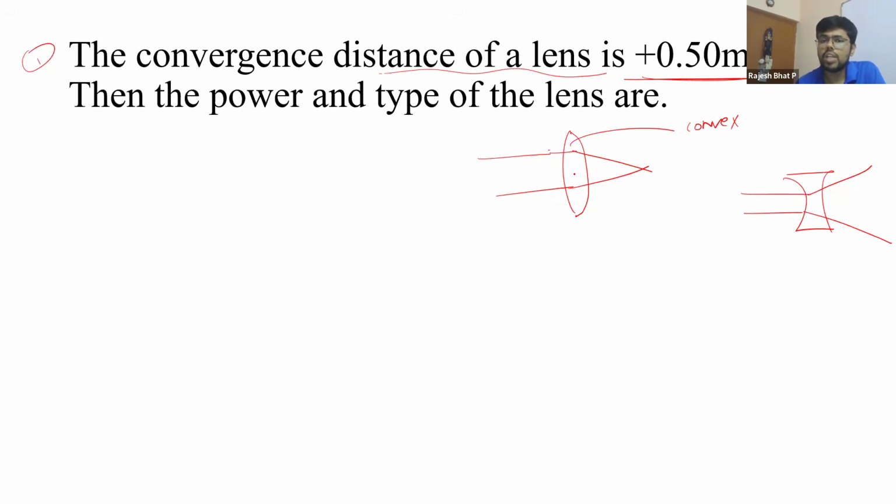That means what is this? This is the optic center, and this is F2. So this is the focal length which is given. Why plus? What does plus indicate? Plus indicates it is convex. We are asked to find the power and type of lens. What is power? P is equal to 1 by f. So P is equal to 1 by the focal length, 0.5. So 0.5 1s are, 0.5 2s are. So P is equal to plus 2D.